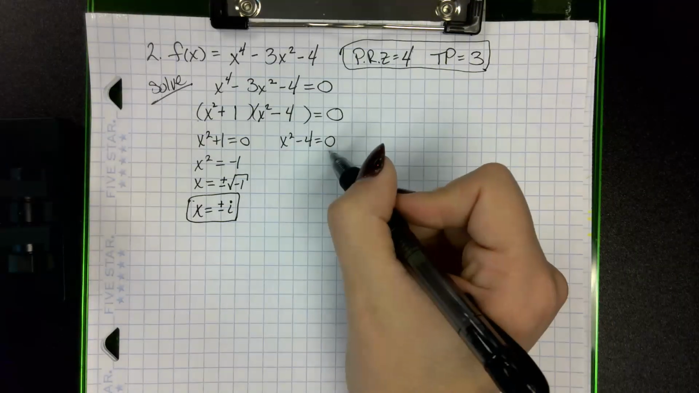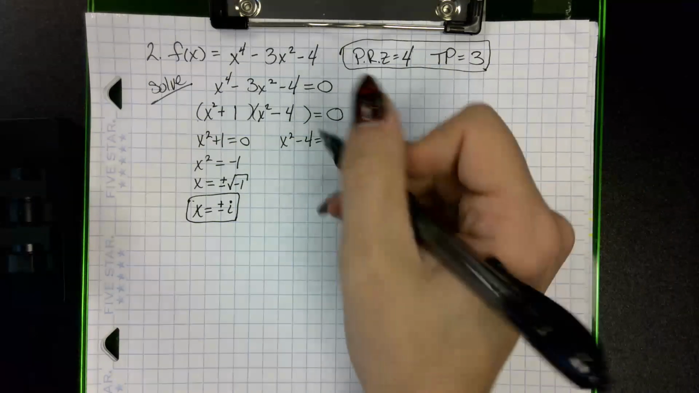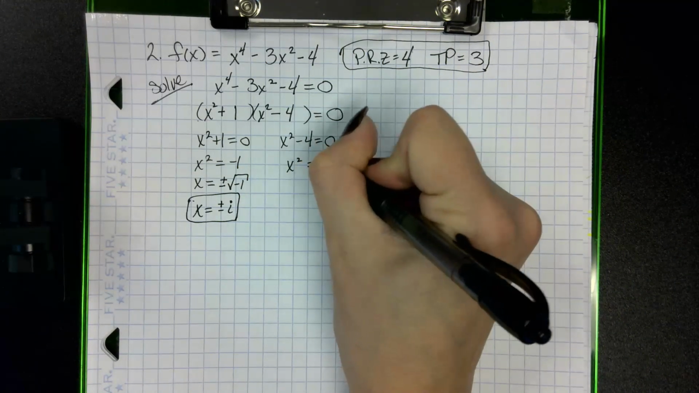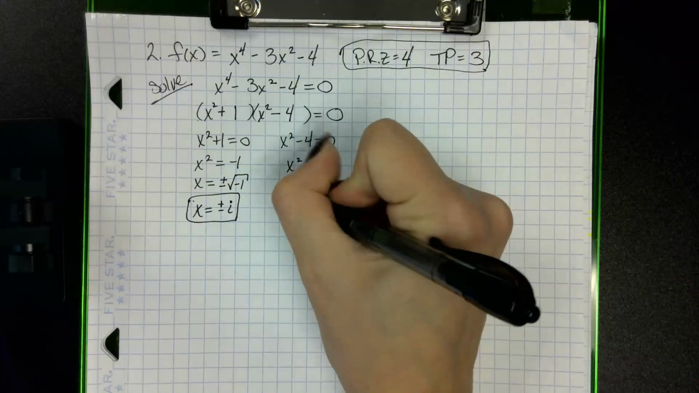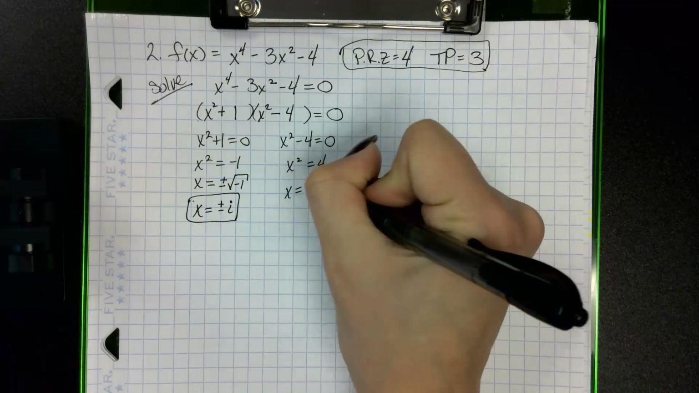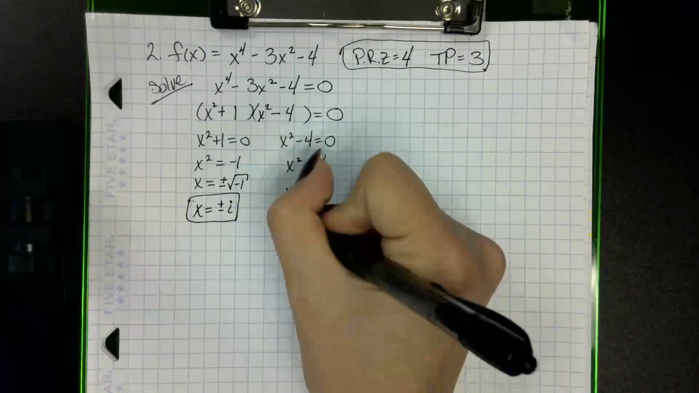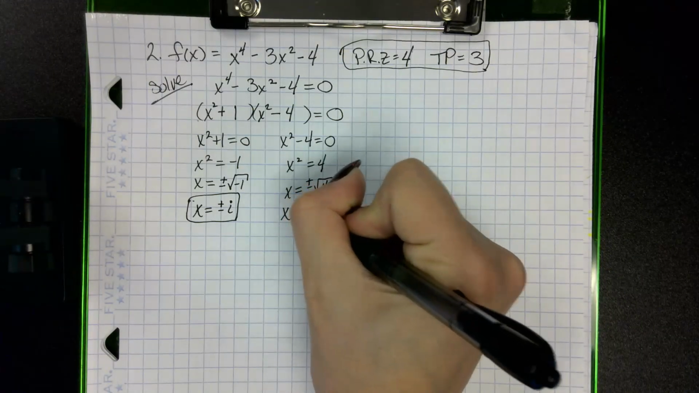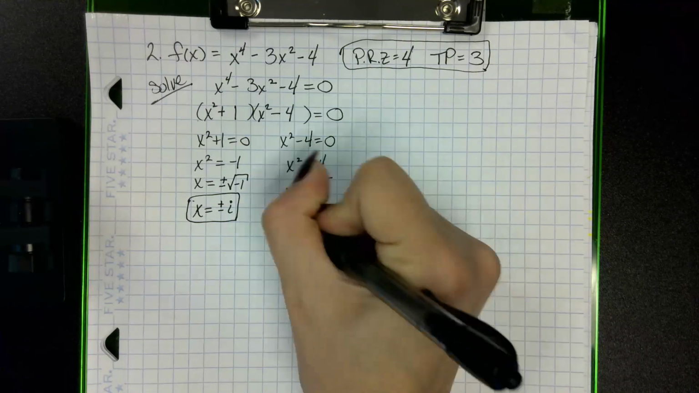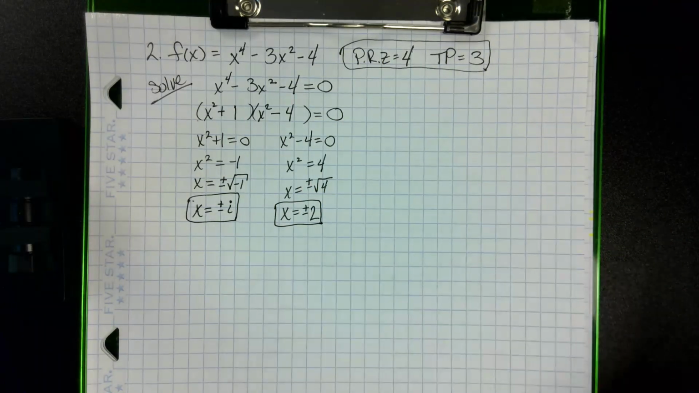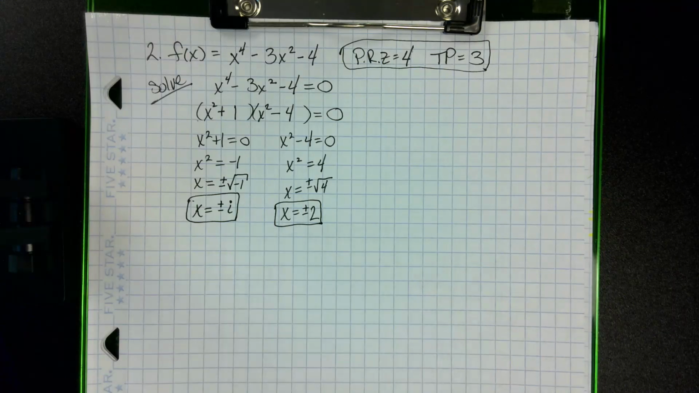All right, so then the other factor, x squared minus 4 equals 0. So x squared equals 4. So then x equals plus or minus the square root of 4. Square root of 4 is 2. So x equals plus or minus 2. So that's 2 more solutions. So in total, I have 4 solutions. But my real solutions, I only have 2 of them.